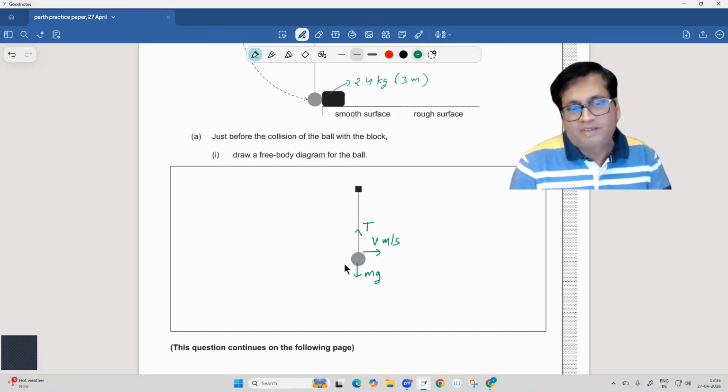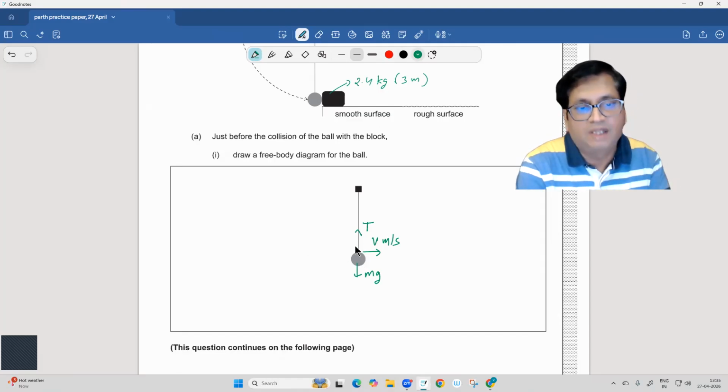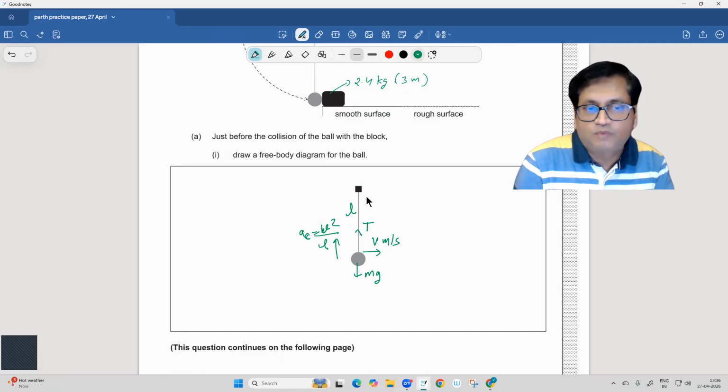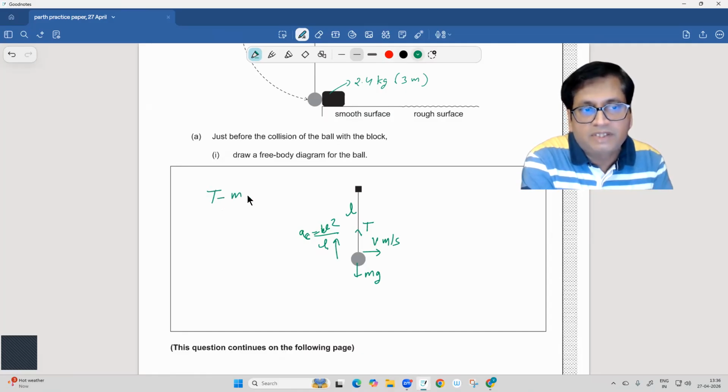Why? Is it not moving in a circular path? So that means there is a centripetal acceleration. How much is the centripetal acceleration? If this is L, the centripetal acceleration will be v square by L, toward the center of this, right? So that means T must be more than mg. So T minus mg, that is the net upward force, and that is equal to the mass of the ball multiplied by v square divided by L.